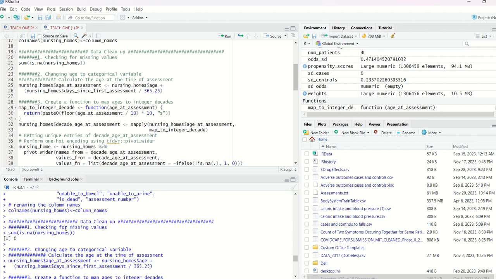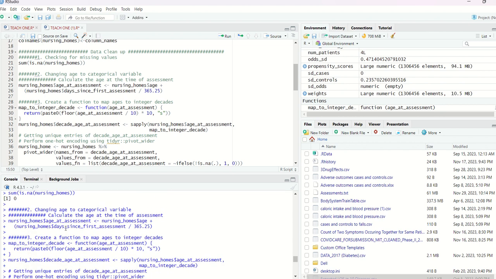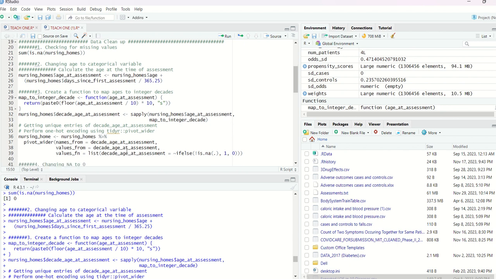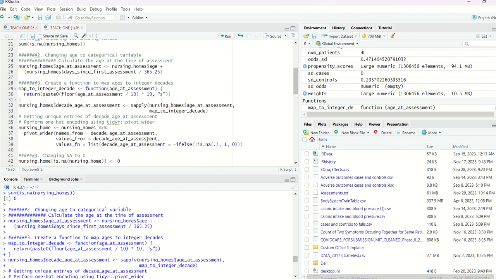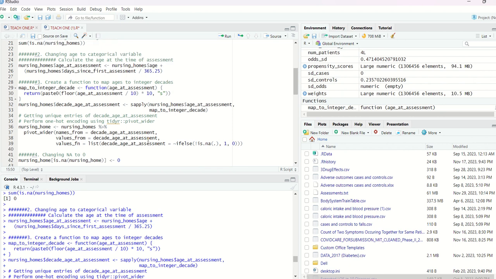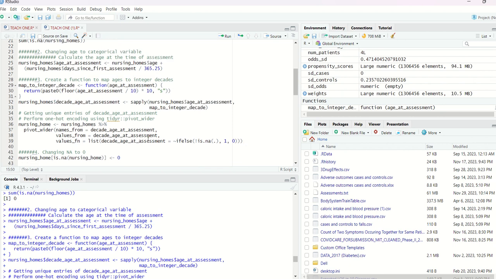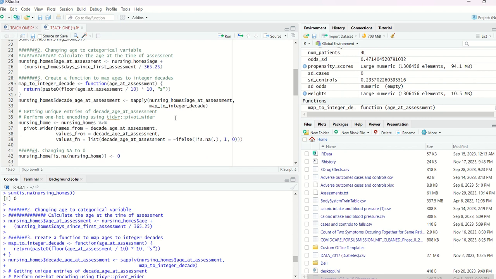Coming to step 3, creating a function that categorizes ages into decades. To simplify our analysis, we categorize ages into decades using a custom function, making it easier to interpret age-related patterns. We map each unique age decade to a binary column, effectively performing one-hot encoding. This technique creates a clearer representation of age groups and simplifies our analysis.